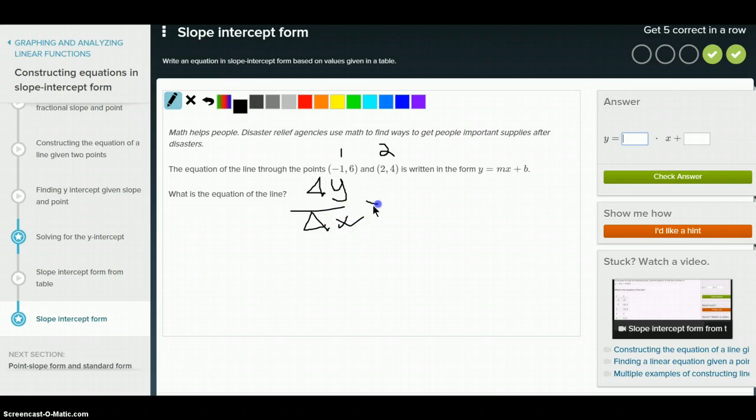Alright, so that's going to be equal to the final point, or point 2, of the y value, so 4 minus 6, and that equals negative 2. And then we're going to do the delta x, or the change in x, and so that's 2 minus negative 1. So 2 minus negative 1 is plus 1. So 2 plus 1 is 3, and we have our slope of negative 2 over 3.